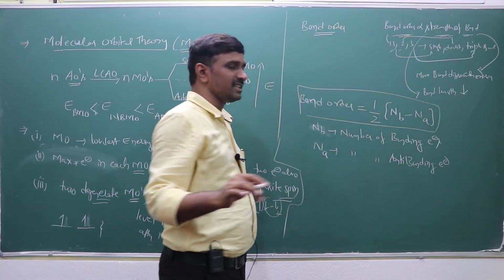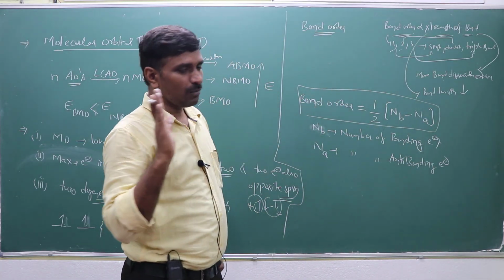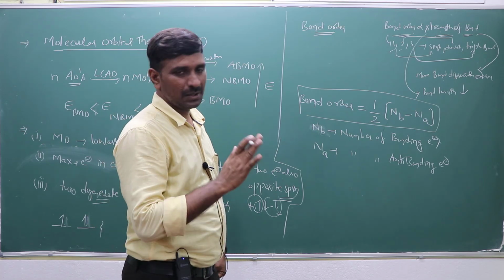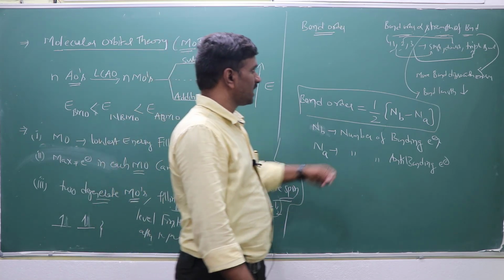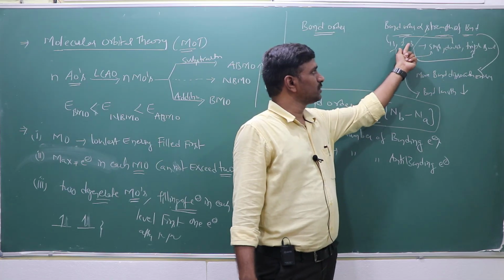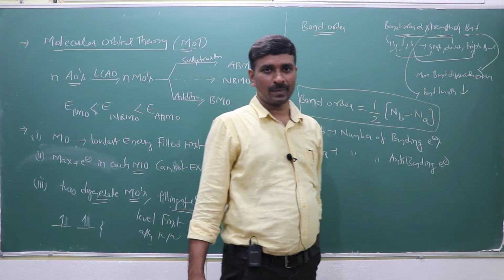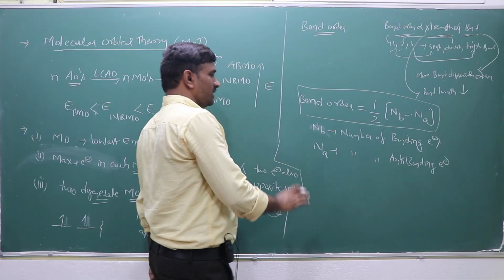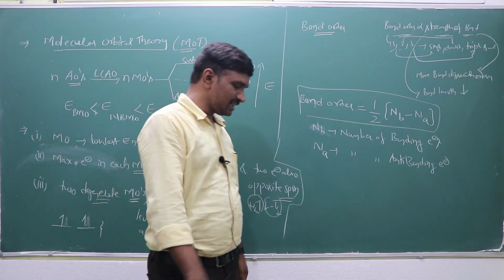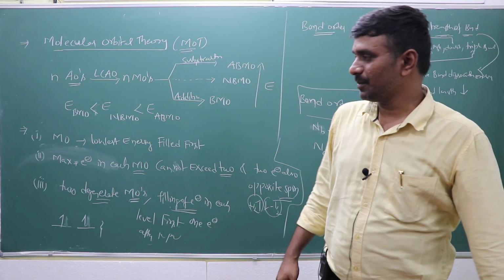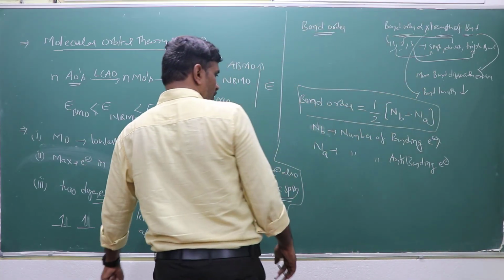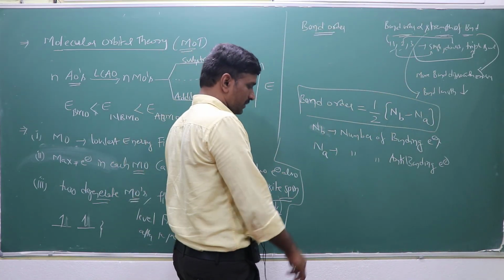If the bond order is 1, it is a single bond. Bond order 2 is a double bond. Bond order 3 is a triple bond. Now based on this, we can calculate for homonuclear diatomic molecules.